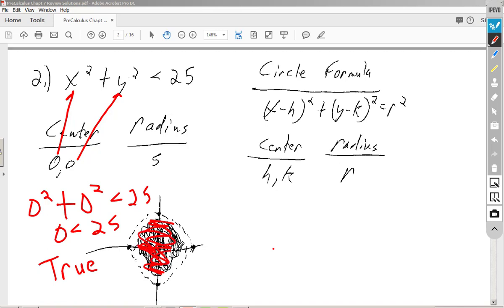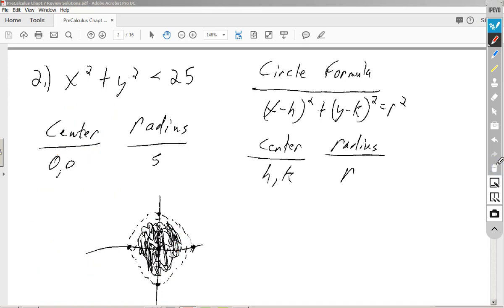Now if it was a false statement, I would shade where my center isn't, and that would be on the outside. So that's what your graph looks like for number 2, x squared plus y squared is less than 25. Moving on to problem number 3.